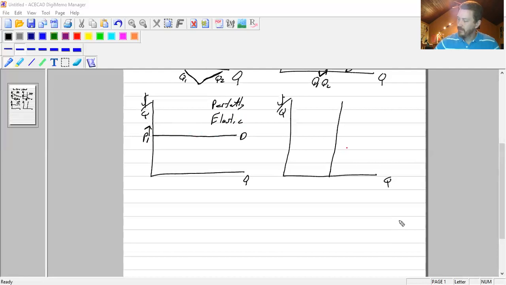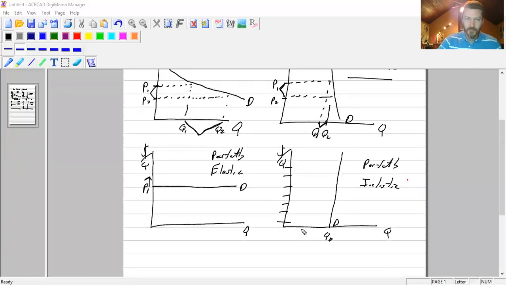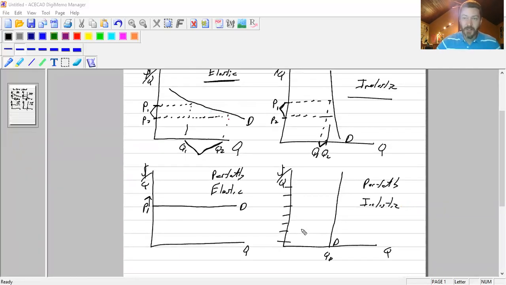On the flip side, this is a weird demand curve as well. No matter what the price is, people buy the same quantity. This is perfectly inelastic. So we have a relatively elastic demand curve that's pretty responsive, where a given change in price yields a pretty high change in quantity demanded. We have perfectly elastic, where if price rises even just a little bit, demand goes completely to zero.